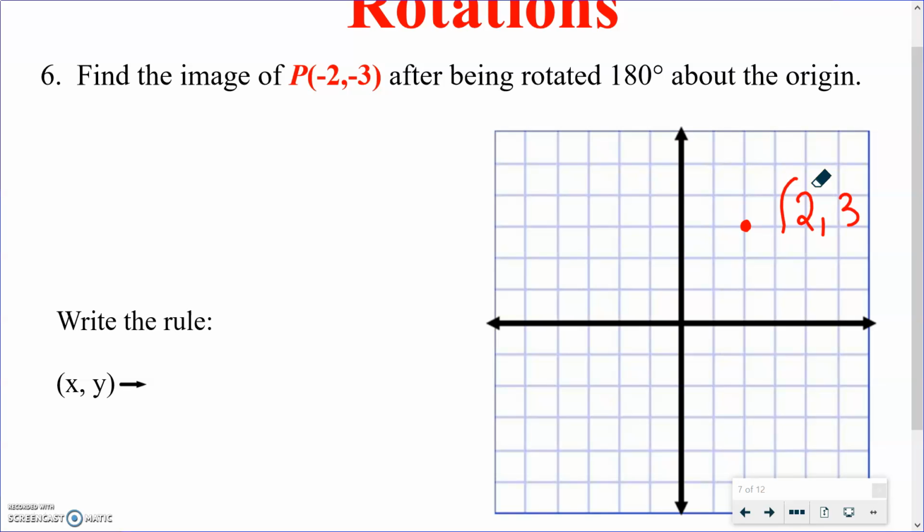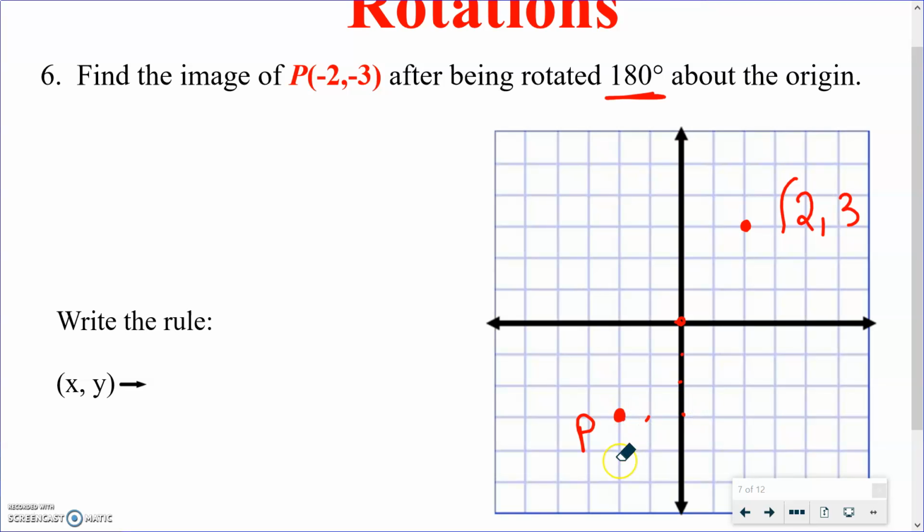Okay, but we're going to take this point, oops, sorry, no, it's -2, -3. P. And we're going to rotate it 180 degrees about the origin. Okay, and so like we talked about yesterday, when you rotate 180 degrees, it doesn't matter if we're going clockwise or counterclockwise.